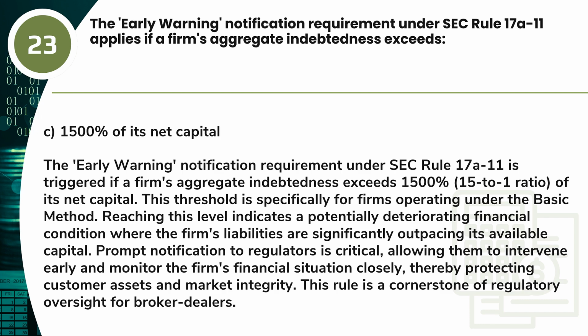Explanation: the early warning notification requirement under SEC Rule 17a-11 is triggered if a firm's aggregate indebtedness exceeds 1,500%, a 15-to-1 ratio, of its net capital. This threshold is specifically for firms operating under the basic method. Reaching this level indicates a potentially deteriorating financial condition where the firm's liabilities are significantly outpacing its available capital. Prompt notification to regulators is critical, allowing them to intervene early and monitor the firm's financial situation closely, thereby protecting customer assets and market integrity. This rule is a cornerstone of regulatory oversight for broker-dealers.